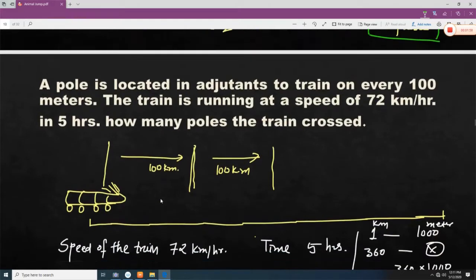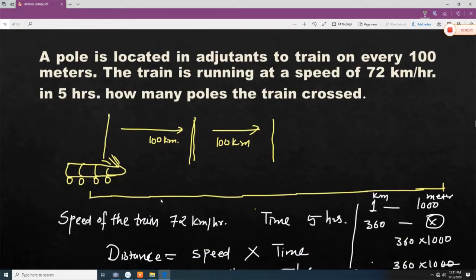Next example: a pole is located adjacent to the train track every 100 meters. So let's say this is a train, and every 100 meters there is a pole, and the train is running at a speed of 72 kilometers per hour. The speed of the train is 72 kilometers per hour. How many poles does the train cross? So this is pole number 1, pole number 2, pole number 3.